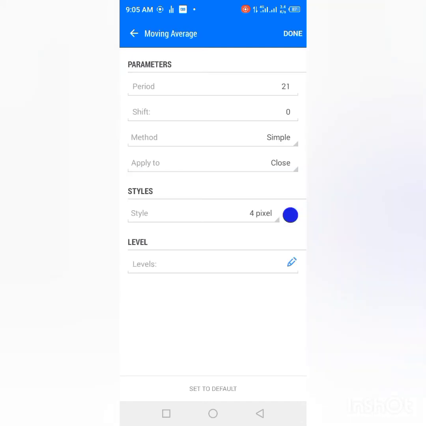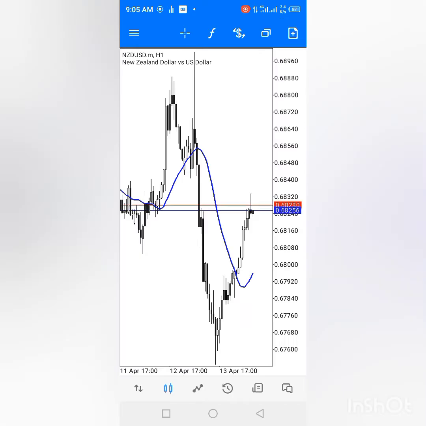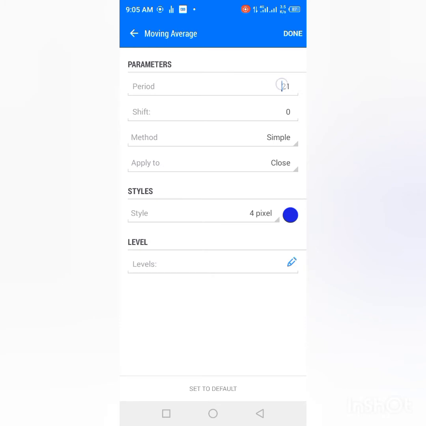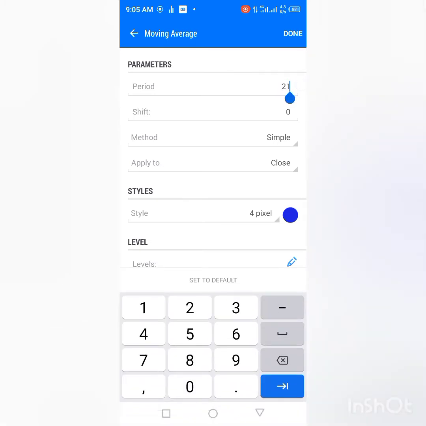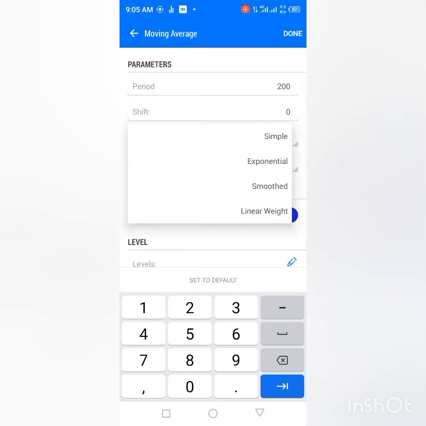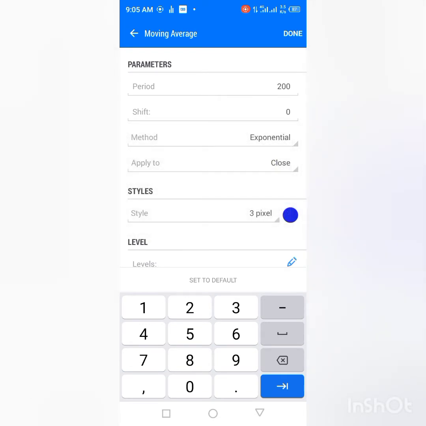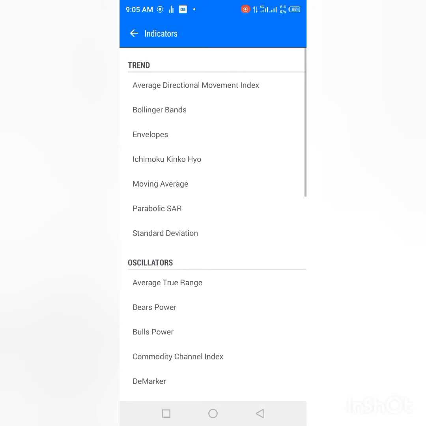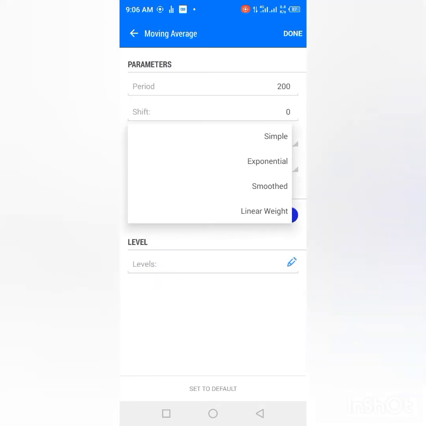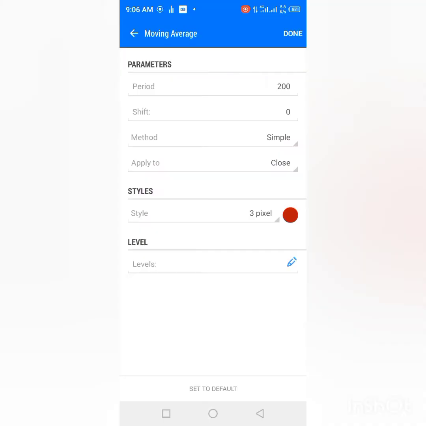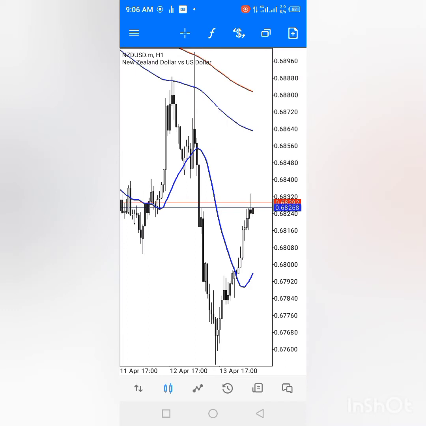My first moving average is a 21 moving average. Again, moving averages I'm adding, and I'm using a 200 period moving average. Let me change the pixel to 3, and this time I use an exponential moving average. Another moving average I'm using is a 200 period moving average, but this is a simple moving average. Let me change the color.